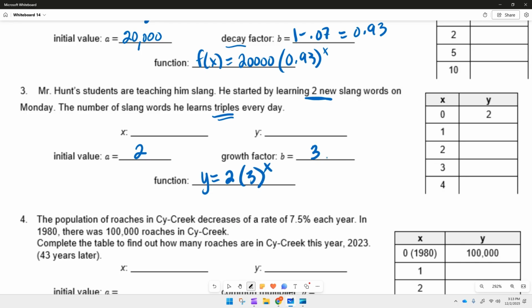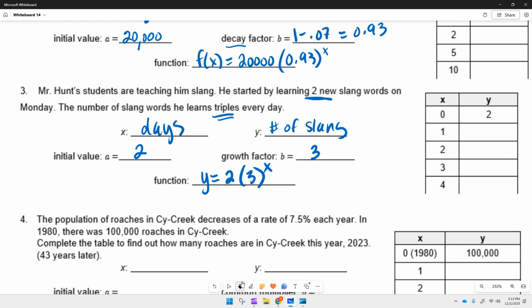So again, you're going to just put that function in, create your table, and fill that out. You're looking at words. If you have decimals, you want to go ahead and round them. I think they're all whole numbers if I recall correctly. Again, your y represents the number of slang words, and the x represents the days.